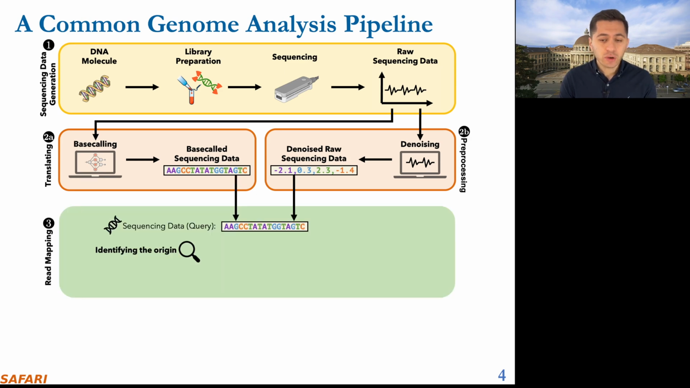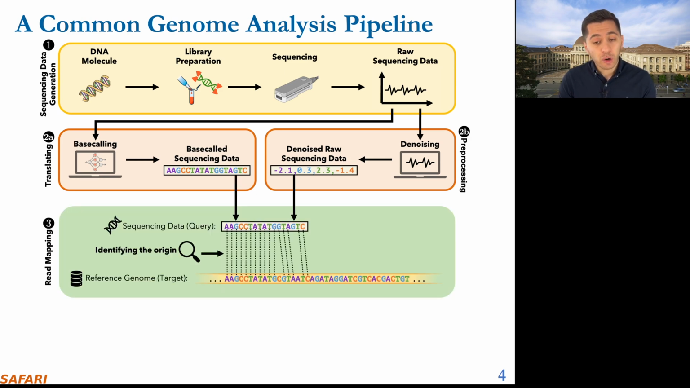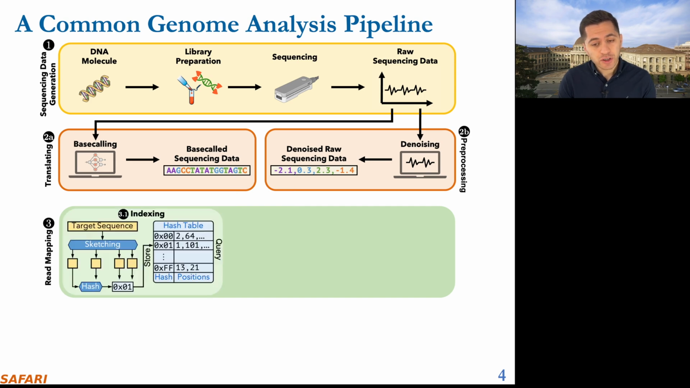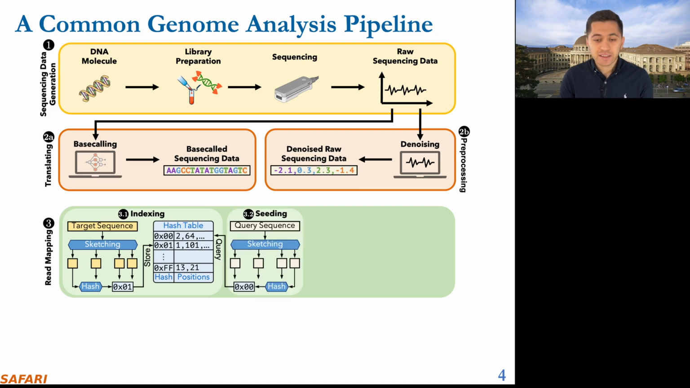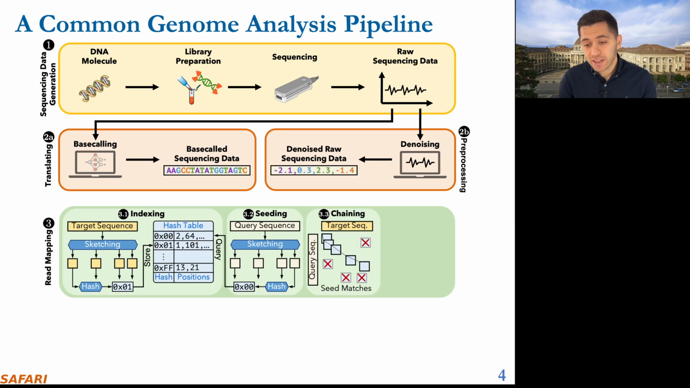To identify the origin of sequencing data, we compare it with a representative sequence of a species called the reference genome. This process is known as read mapping and involves several steps. First, we build an index, a hash table from the subsequences of a reference genome as a target sequence. Second, we extract subsequences called seeds from the sequencing data and query the index to find seed matches in the seeding step. Third, we identify nearby seed matches called chains to locate potential genomic regions of origin.